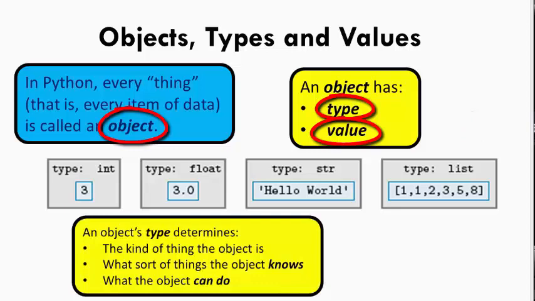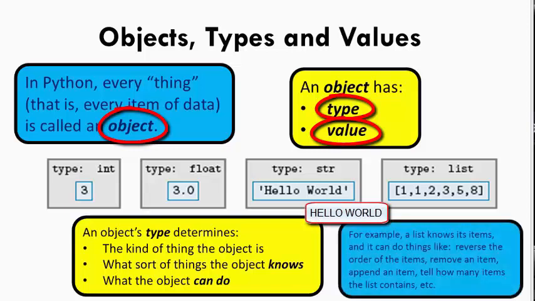An object's type determines what kind of thing the object is. That means that the object's type determines what kind of things the object knows and what kinds of things the object can do. For example, an integer or a float knows its number and can do arithmetic with other ints or floats. A string knows its characters and can do things like return an uppercase version of the string. Likewise, a list knows its items. It can reverse its items, tell how many items the list has, which is called the list length, and many other operations as well.